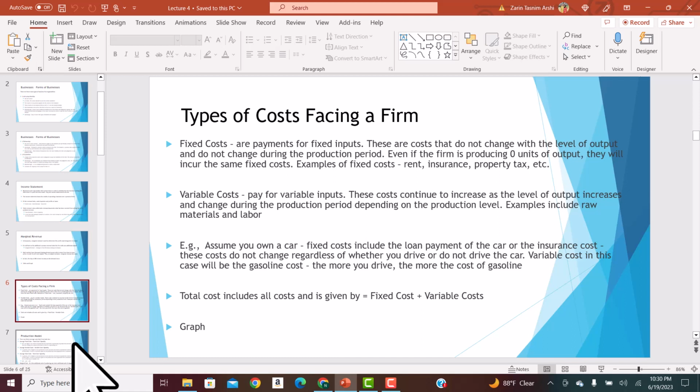An example of variable cost would be the gasoline cost. Now, if you drive the car more and more, you will need more gasoline, so you have to pay for gas. If you do not drive the car at all, then you do not have to pay for gas at all. So the cost of gasoline would be a variable cost in this case. And then total cost is given by fixed cost plus variable cost. So the cost that a firm faces is given by fixed cost plus variable cost, and that is equal to your total cost.